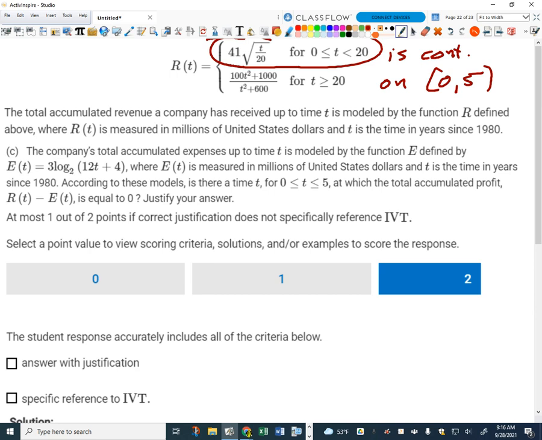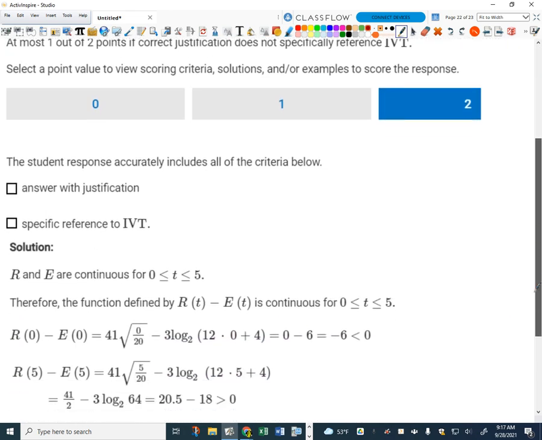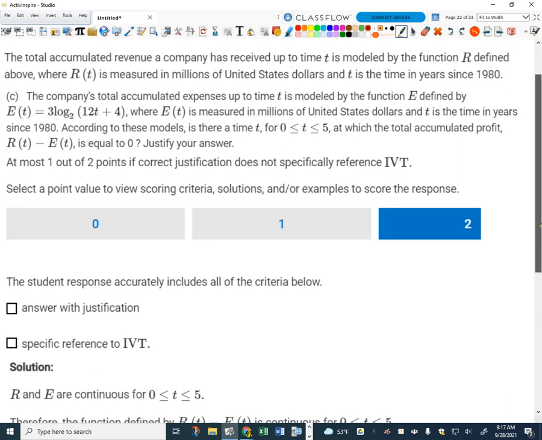Is this continuous on that same interval? Yeah, it is, right? The only place where log is undefined, you can't take a log of 0, right? But if t runs from 0 to 5, we're plugging positive numbers into the log, so it's also continuous from 0 to 5. So if r is continuous and e is continuous, then their difference has to be continuous, right? Neither one of those parts blows up. We would then just have to evaluate this difference function, r minus e, at 0 and at 5.